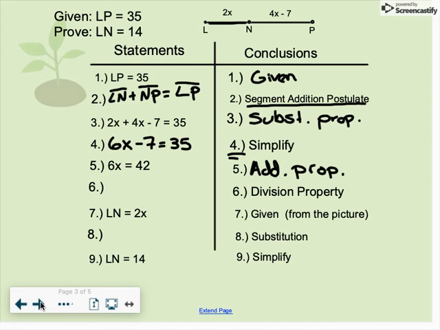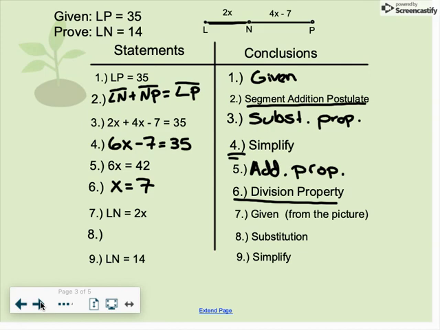So, to get 6x equals 42, we had to add 7 on both sides. Now our next step, we're using the division property. If we look, we're given the step that's happening. We're going to use the division property and find that x is equal to 7. If we divide both sides by 6, we get x is equal to 7.